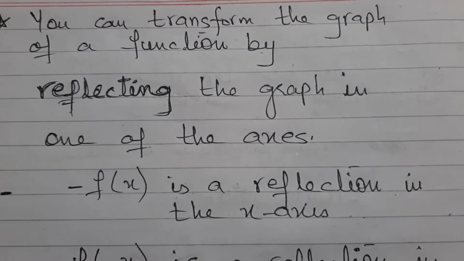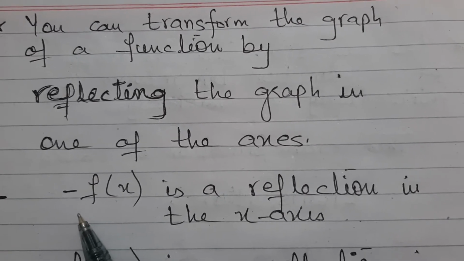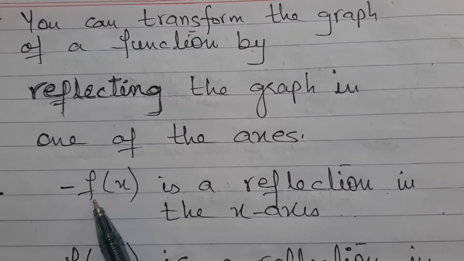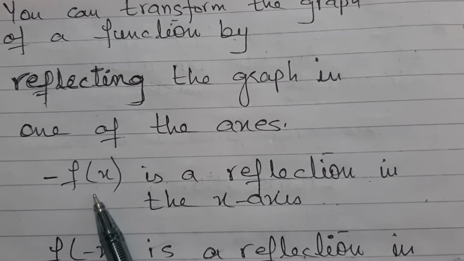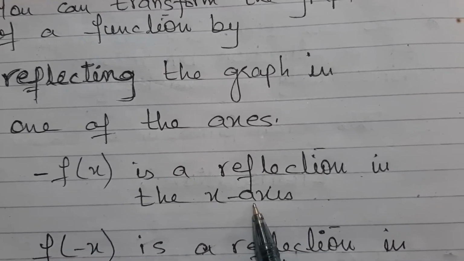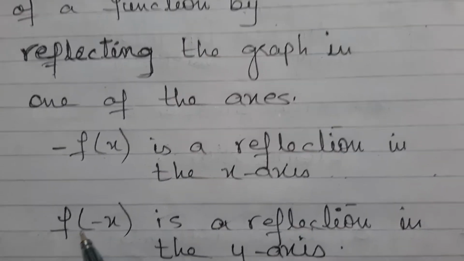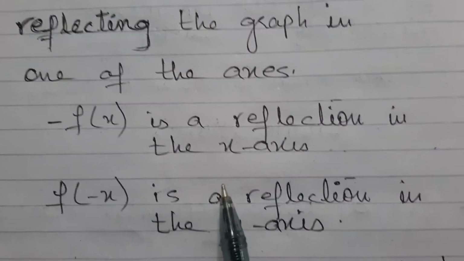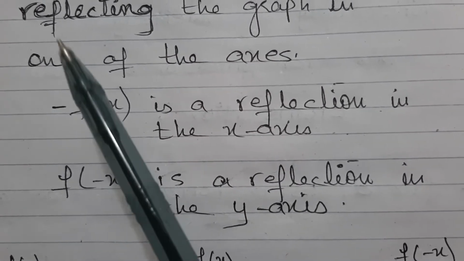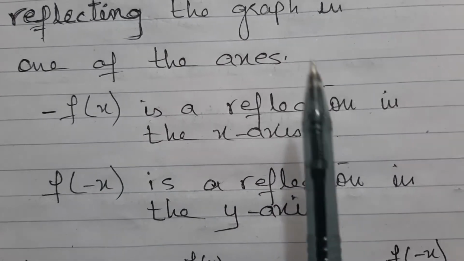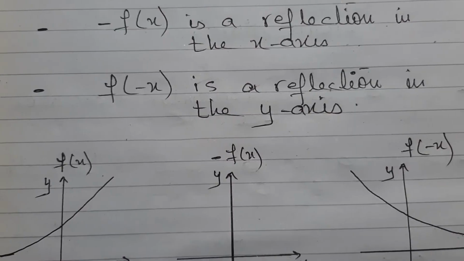If a function f of x is given to you, and the next function you are asked to transform is minus f of x, it means whatever the sketch is given to you, reflect it in the x-axis. That's all. I'll show you in a while. And if it is saying f of minus x, then you will reflect it in the y-axis. So please note down these two very important points. Minus of a function is reflection in the x-axis, and f of minus x is the reflection in the y-axis.